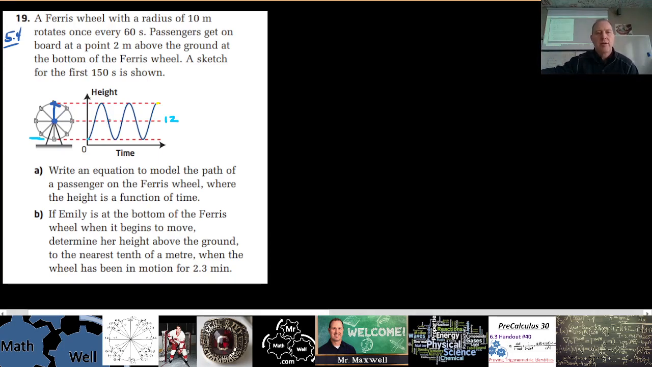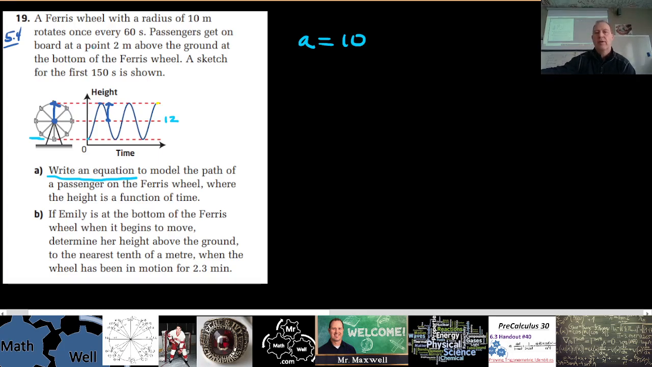So 10 meters. You can see they've given you a neat little diagram here in the textbook that from the middle, the midline, to the top, the maximum height of the Ferris wheel would be 10 meters. So that means it looks like A equals 10, because we're going to come up with an equation. Part A says write an equation to model this path.